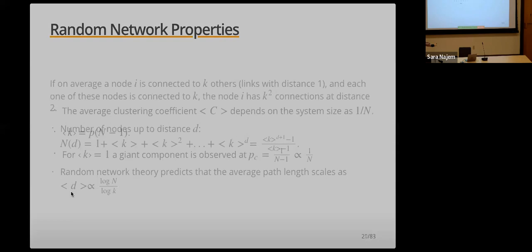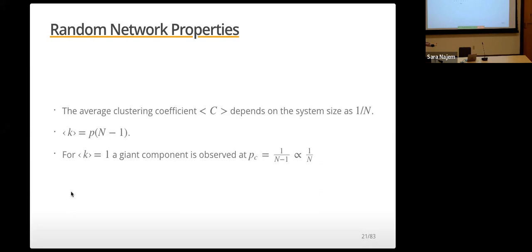There's also another important property of these random networks: their clustering coefficient scales as 1 over n. The average degree: if I'm a person and there are n minus 1 people in the room, and I can make a connection with each with probability p, then the average degree is just p times n minus 1. And for k equal 1, which we agreed to be the percolation threshold for the giant component to form, you see that there's a p critical beyond which you see this giant component forming. So everybody somehow is connected to everybody. All right. If you have a p that is lower than this p critical, you don't have a giant component forming.